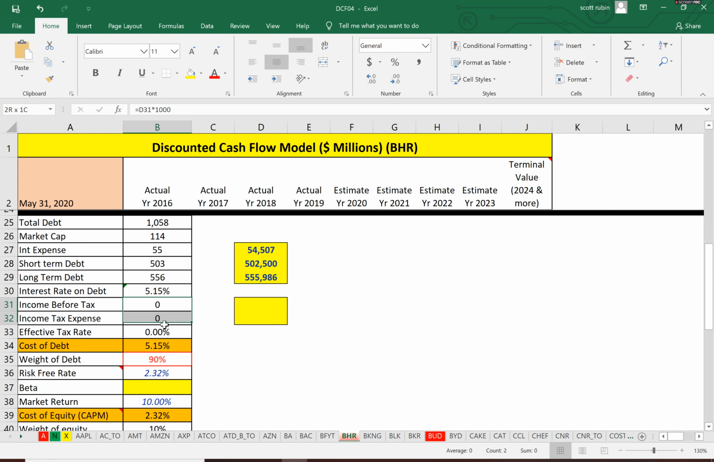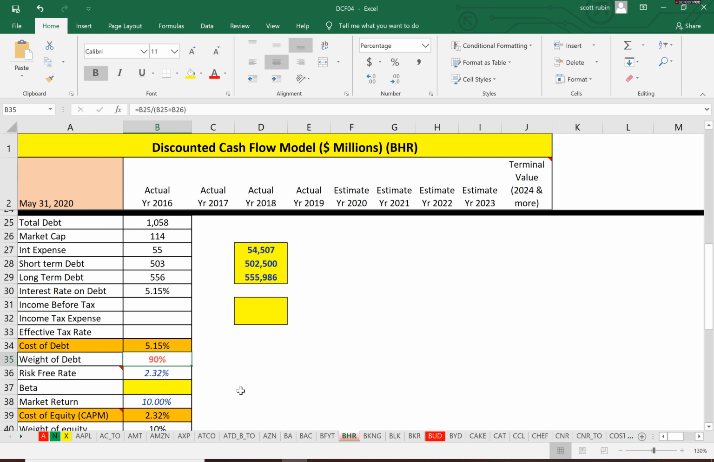And this is a REIT, so REITs don't pay taxes. Since 90% of the profits of a REIT get paid to the shareholders in the form of dividends, the shareholders pay taxes on those dividends, not the actual REIT entity. It's shielded from taxes. So the 5.15% interest they pay on their debt is the cost of debt.